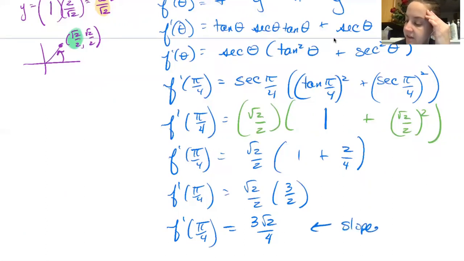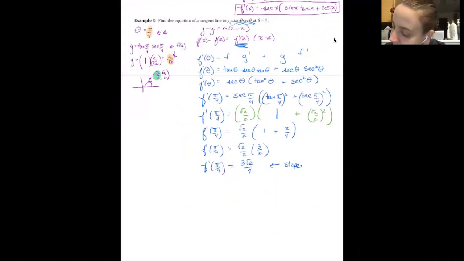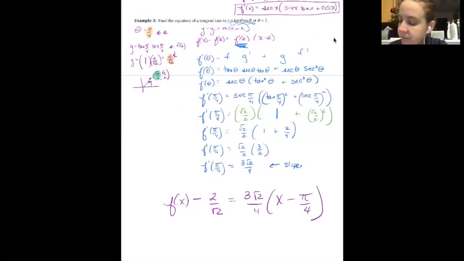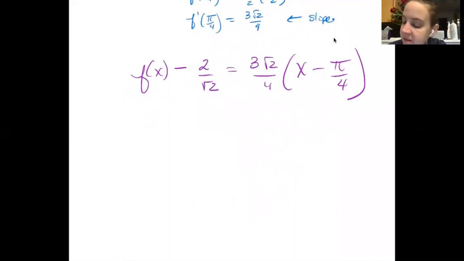So now we have to put all of this together, and I've written so much that I've run out of space here. So if we go back to our original point slope form, we have f of x minus f of a, that 2 over root 2, equal to my slope, which is 3 root 2 over 4 times x minus a, which is pi over 4. That is kind of an ugly equation of a line, but it is correct. I've not written any of these in point slope form. This is our last example, so we have a minute to do that. Or this is point slope, but slope intercept, excuse me.